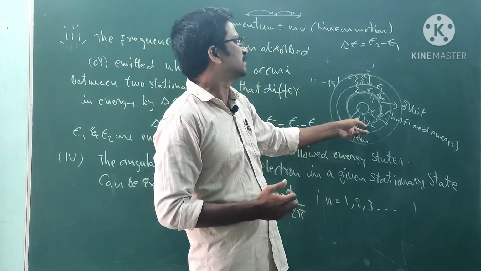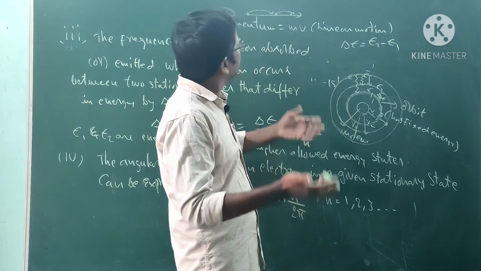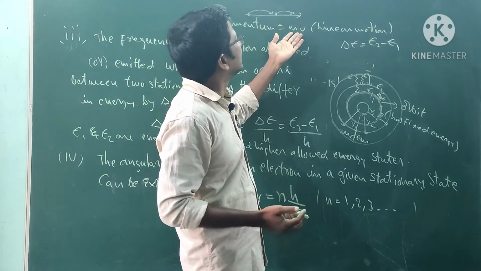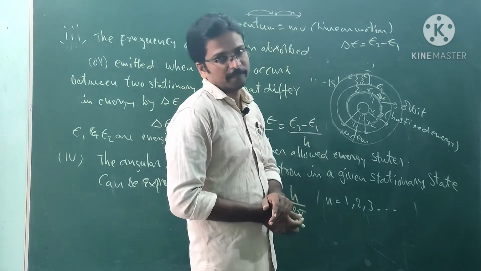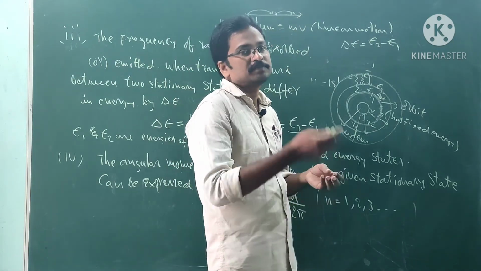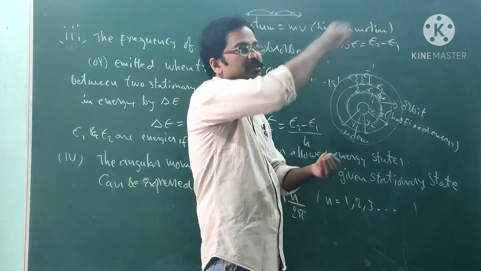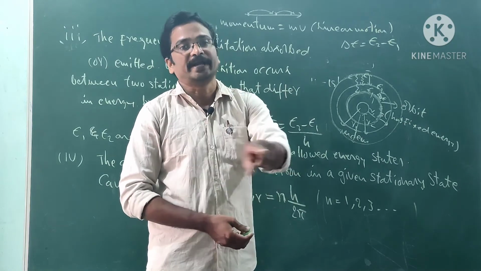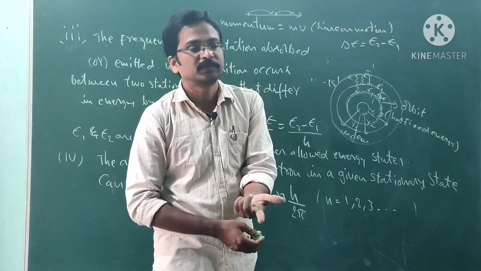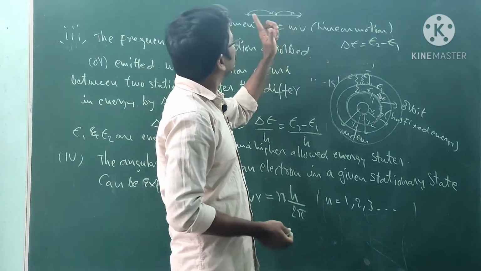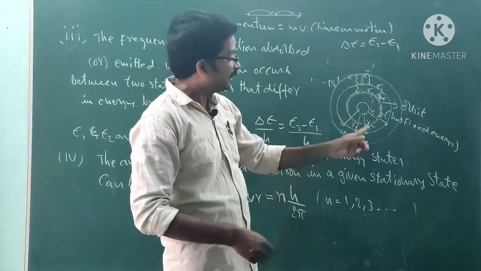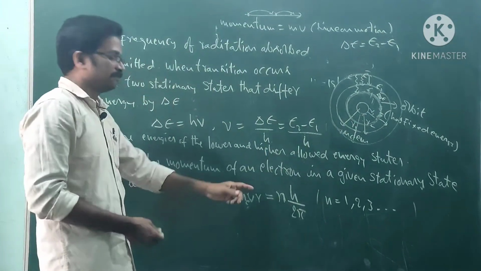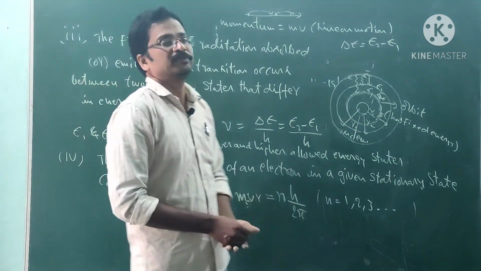Angular momentum is known as mvr, for circular motion. If an object moves in linear motion, then it contains momentum only. Whenever the object moves around a circular path, then it contains angular momentum. Here there is no angle, so momentum is enough. Here there is an angle, and momentum with radius is known as angular momentum. mvr is equal to nh by 2 pi.